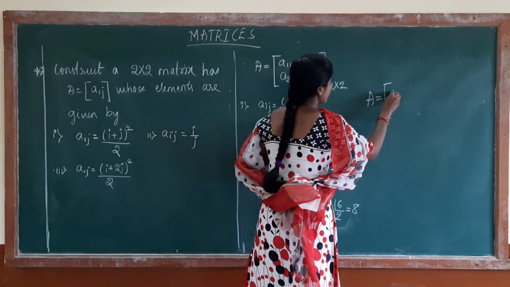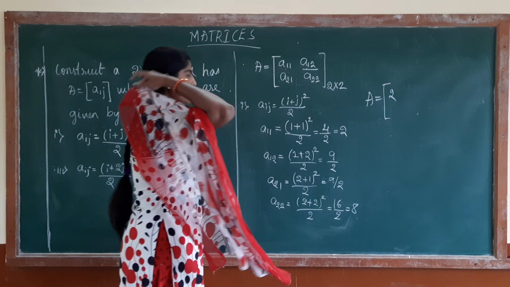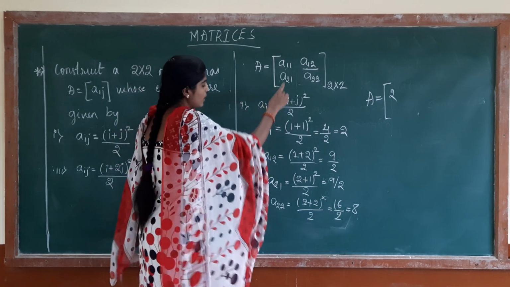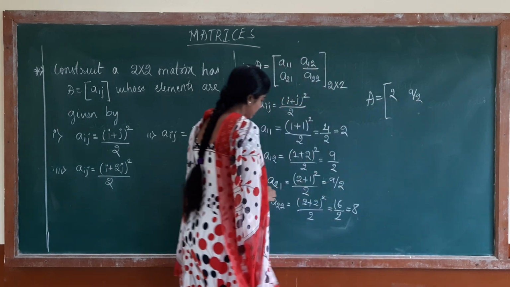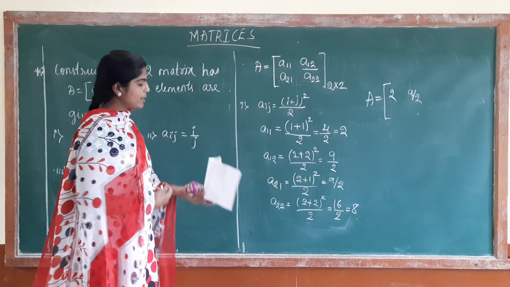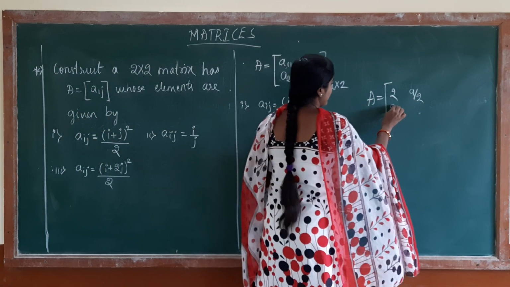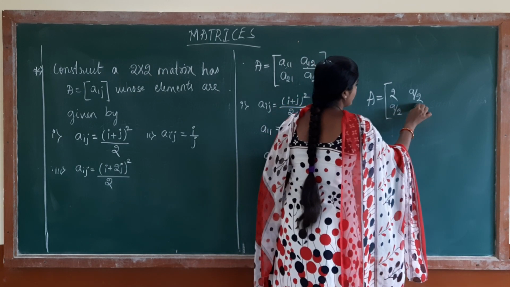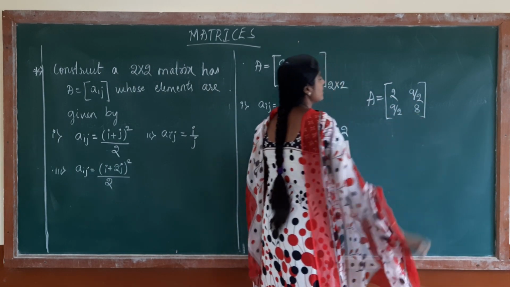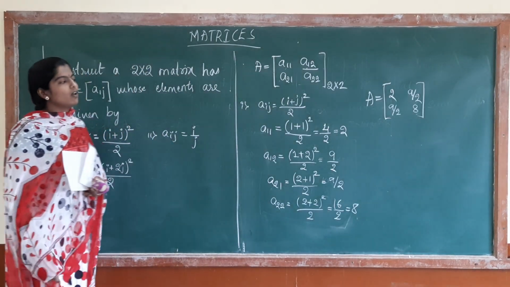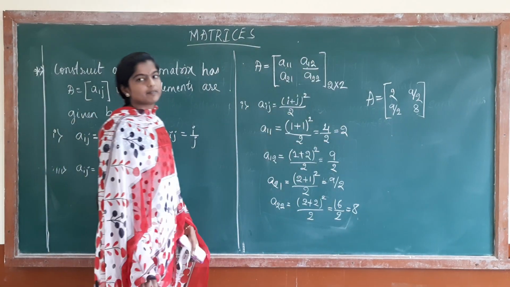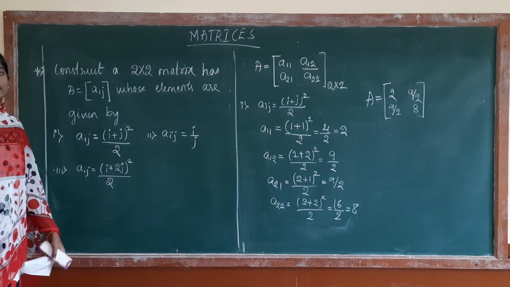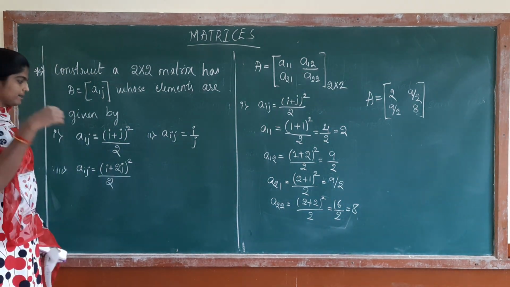2. Similarly the A12 element is 9 by 2. Next A21 element is also 9 by 2, and the A22 element is 8. If you solve up to this, you will get the 3 marks. So this is about the construction of the matrices.